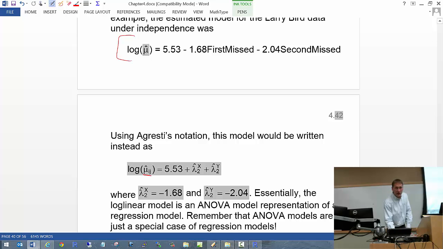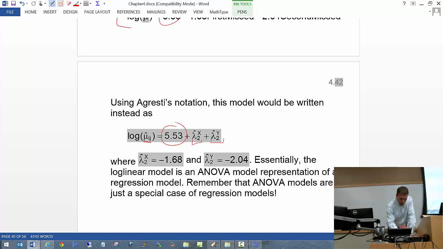Mu hat sub ij, here's my intercept term. And then we say plus lambda 2 x hat plus lambda, oops, I actually don't have it exactly the way I want. Excuse me. Let me change that. Change this to i and this j, and you would say lambda hat i, lambda hat 1, 0, not right. Let me start again.